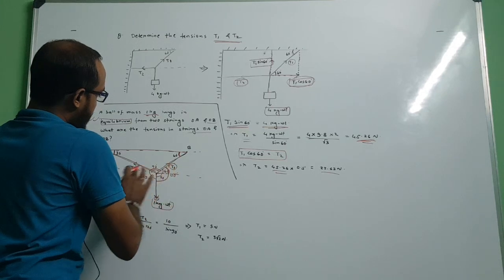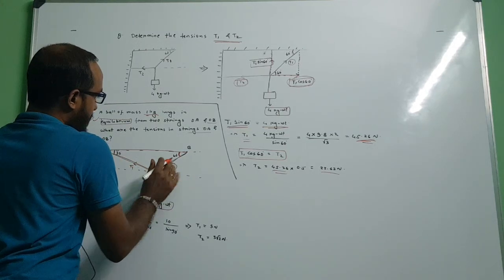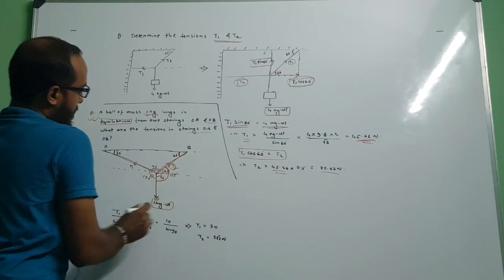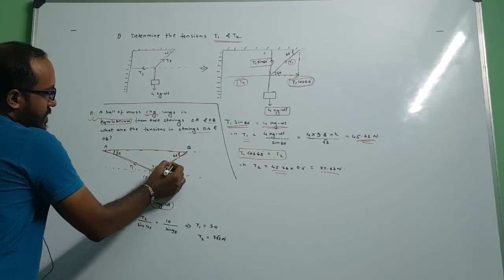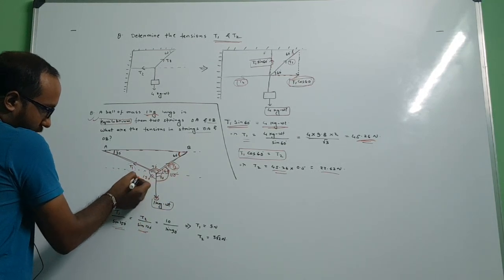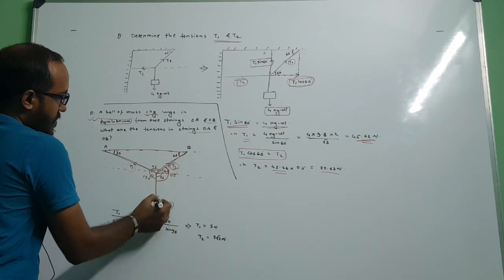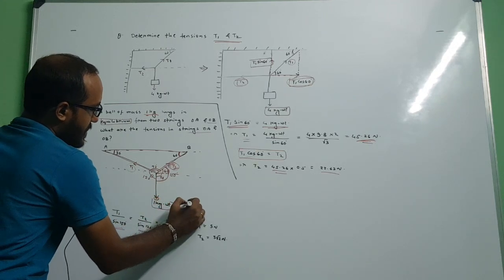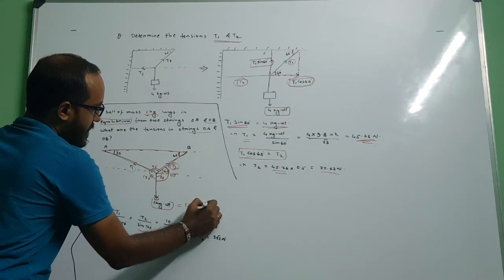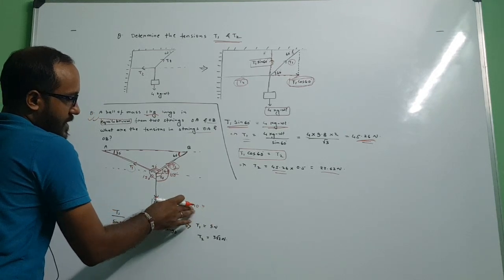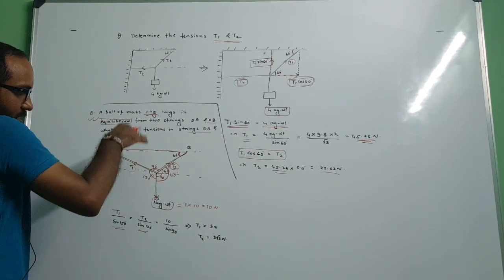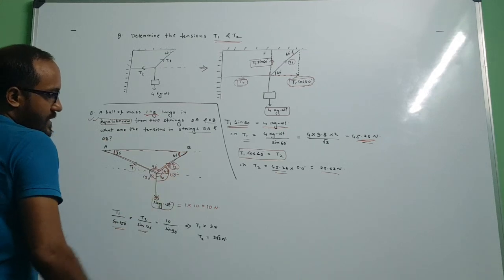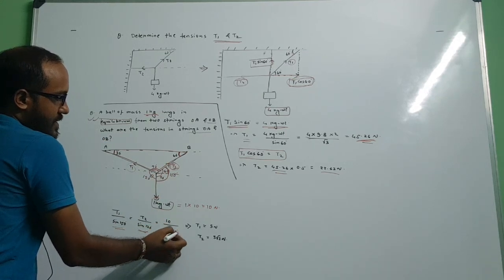Let us say this is T1 and this is T2. So T1 divided by sine of 150 should be equal to T2 divided by sine of 120. That should be equal to, this is a 1 kg weight, so 1 into 9.8, we are taking 10, so 10 Newton, force in the downward direction, and the opposite angle is 90. So 10 divided by sin 90.